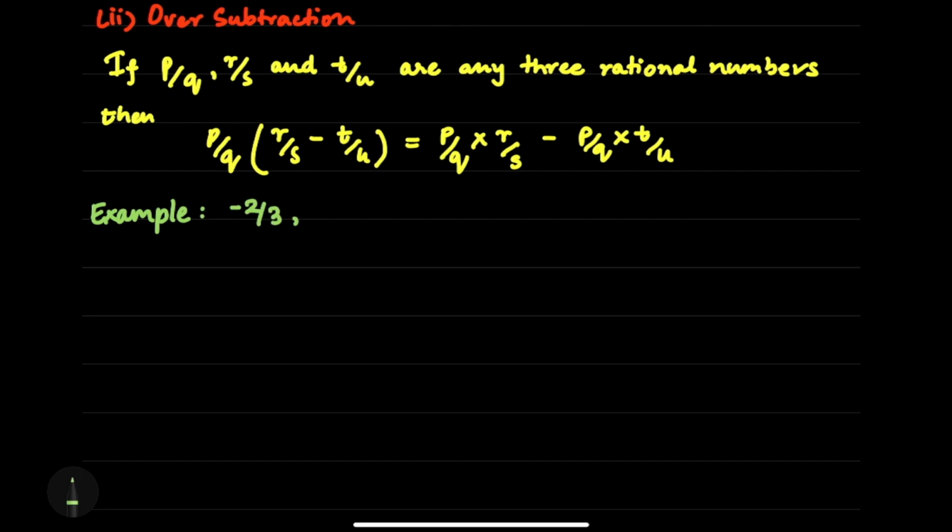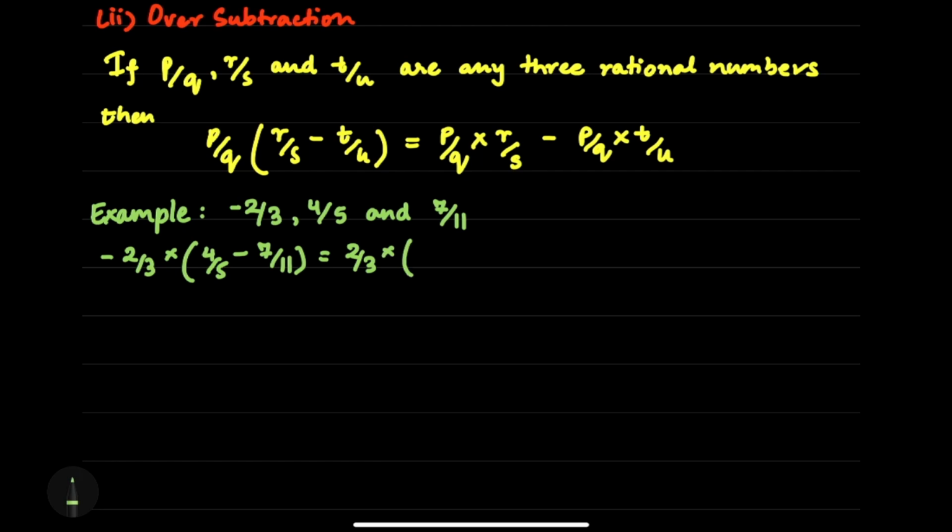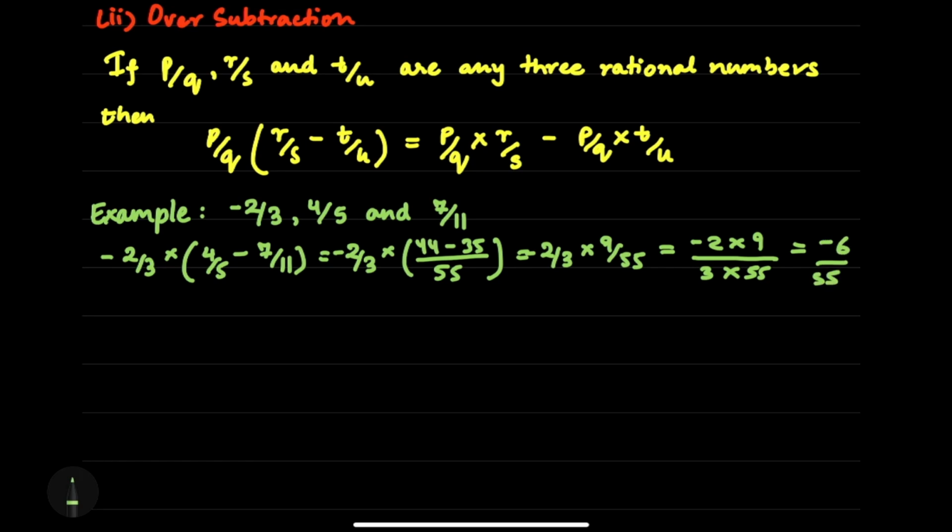We have three numbers: minus 2 by 3, 4 by 5, and 7 by 11. We will first solve the left hand side of the equation, which is minus 2 by 3 into whole bracket 4 by 5 minus 7 by 11. And here we will evaluate the expression within the brackets first, which is 4 by 5 minus 7 by 11, and then we will multiply minus 2 by 3 to it. This gives us the final value of minus 6 by 55.